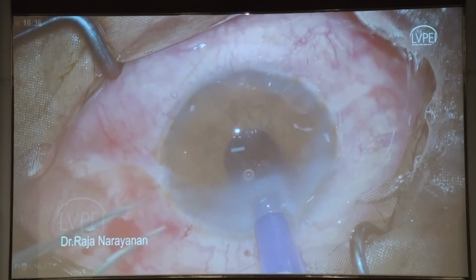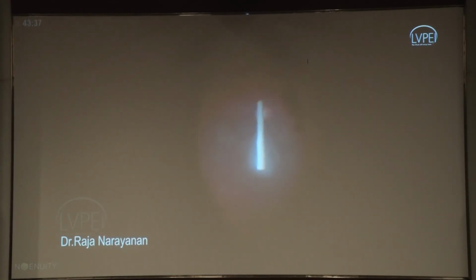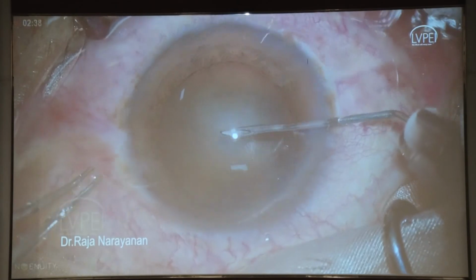in those cases, I do inject these cases. So this is another patient where I did cataract surgery along with epiretinal membrane, and at the end of fluid air exchange, you can see the OZX floating in over there.